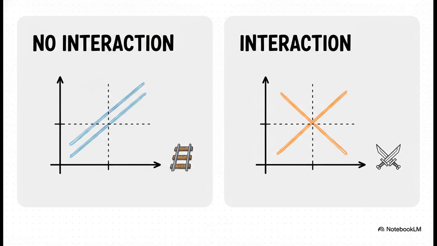And here's the really cool part. You can literally see an interaction on a graph. If you plot out your results and the lines are parallel, like a set of train tracks, it means your factors are independent. No interaction there. But if those lines cross or spread apart like dueling swords, you've hit the jackpot. You have just found an interaction, a hidden relationship between your variables.